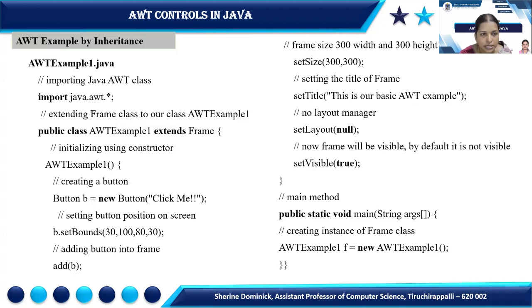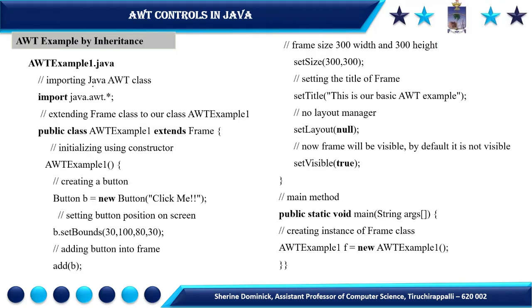So this is the first example. Import java.awt.*. First we are importing the java.awt package. As I said, usually we import java.io.*, java.util.*. These packages are imported by default. In case we want to use AWT controls, we have to go in for the package called AWT. We have to import this package. Next, we are going to extend the frame class in our AWT example.